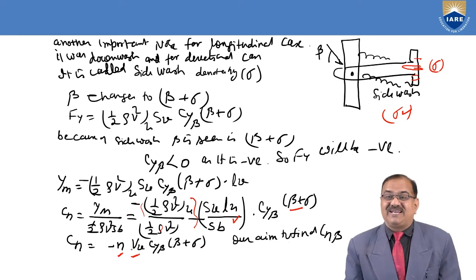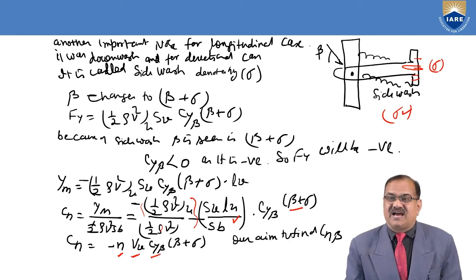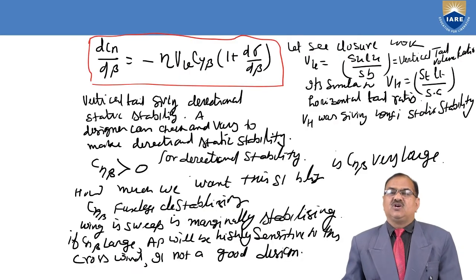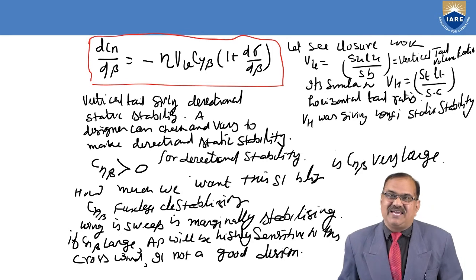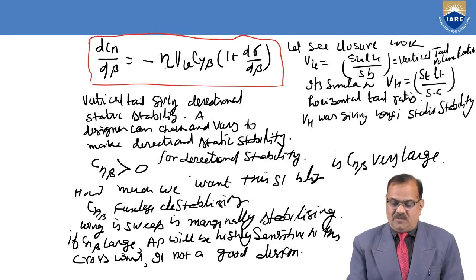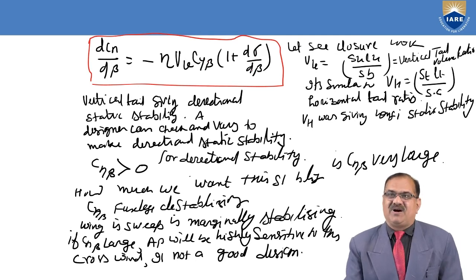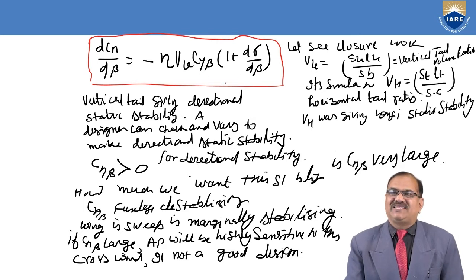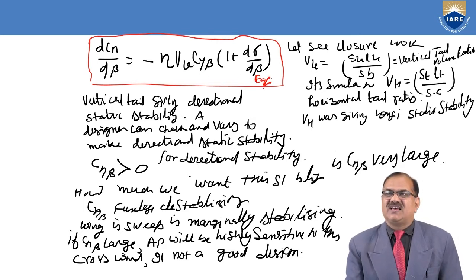Our aim is to find the Cn beta. So here we can see that dCn by d beta is equal to minus eta Vv Cy beta into one plus d sigma by d beta. Okay, so we got this equation, and this equation is for dCn by d beta when we are considering the sidewash of the wing on the vertical tail.